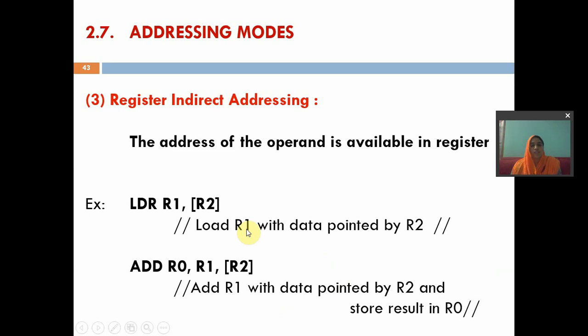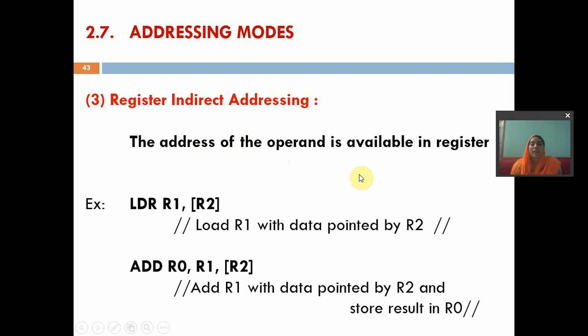The third type of addressing mode is register indirect addressing mode. Here the address of the operand is available in a register. Whereas in register addressing mode, the second one, both source and destination are registers. Coming to the third one, register indirect addressing mode, here we have to give the address of that operand in a register. So the address of the operand is available in the register.